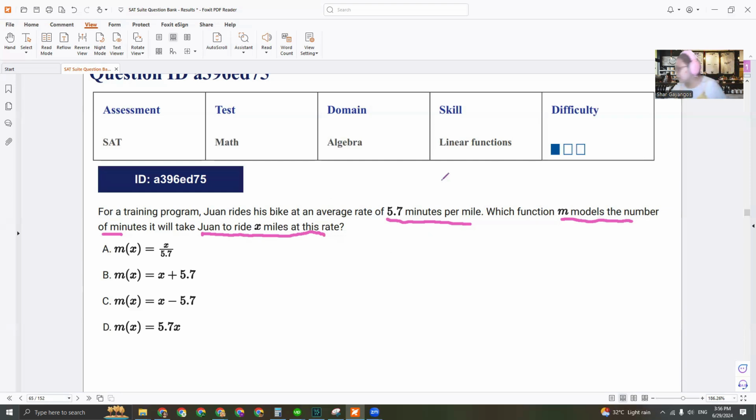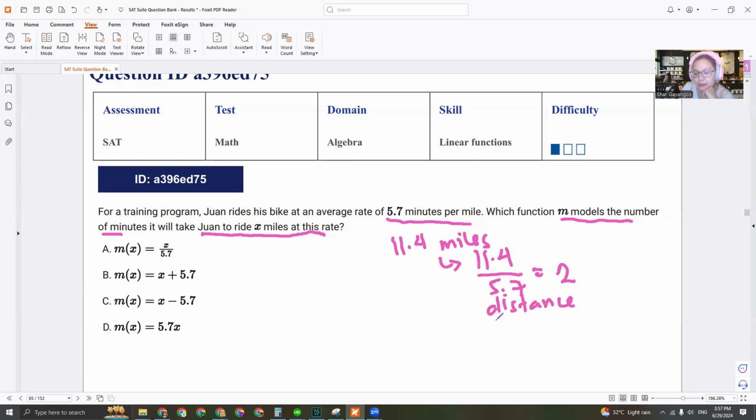I'm just grabbing my calculator very quickly because it's far away from me. I just want a good number. Okay, so let's say we have 11.4 miles. So I'm just breaking down the problem for you. How many minutes do you think it'll take one to finish this? We basically divide distance by speed, correct? And that's the time, which is 2. In general, again, distance divided by speed or by rate gives the time.